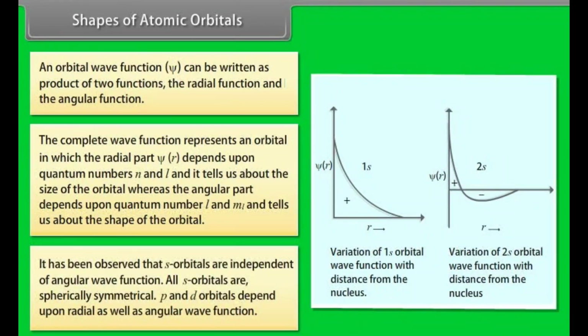The positive and negative signs indicate that the orbital wave function is positive or negative in a particular region. It has been observed that s orbitals are independent of angular wave function. All s orbitals are spherically symmetrical. P and d orbitals depend upon radial as well as angular wave function. Shapes of atomic orbitals.